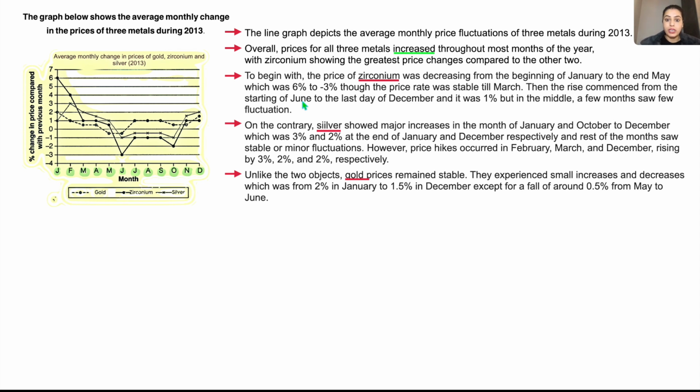All right, so we are here. If we see here, overall prices of all three metals increase throughout most months of the year, with zirconium showing the greatest price changes compared to the other two. All right, the person has already given an overview, but he has combined all three metals in one sentence. Well, I would say that these three body paragraphs are not properly linked with this overview, right? Now let's see how we are gonna evaluate its vocabulary.